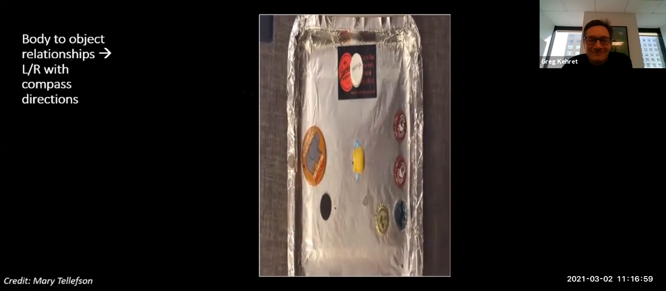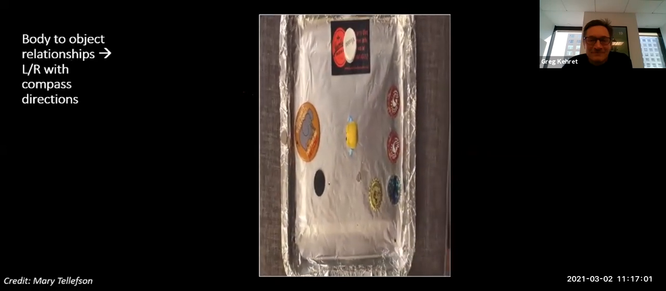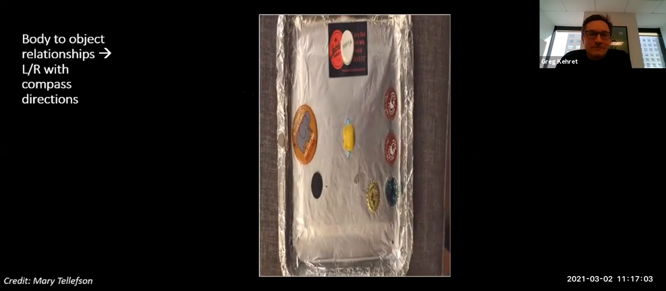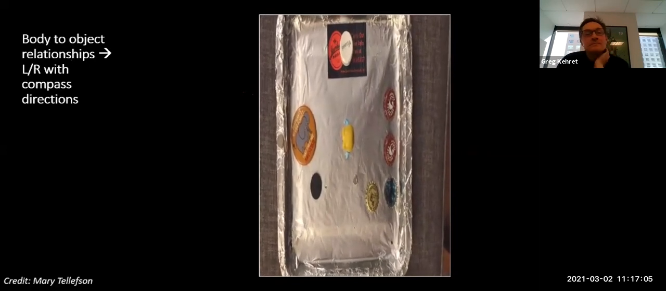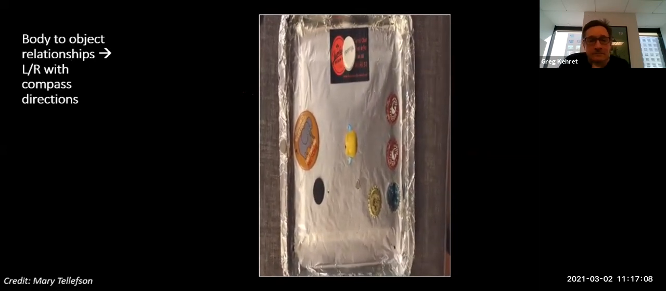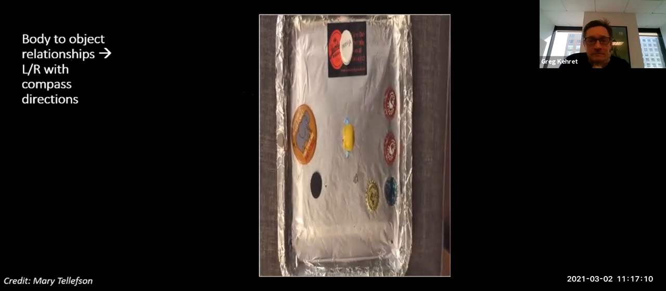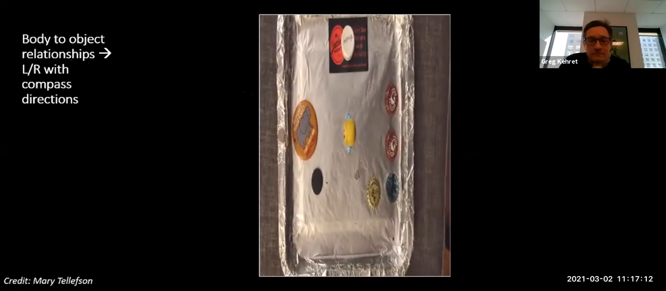There we go. This way we can talk about all kinds of body-to-object relationships with cardinal directions. For example, when I'm standing in the center of the room and facing north, the couch is behind me.